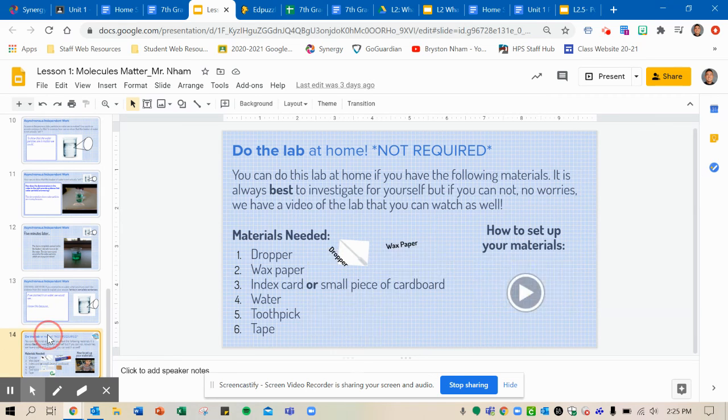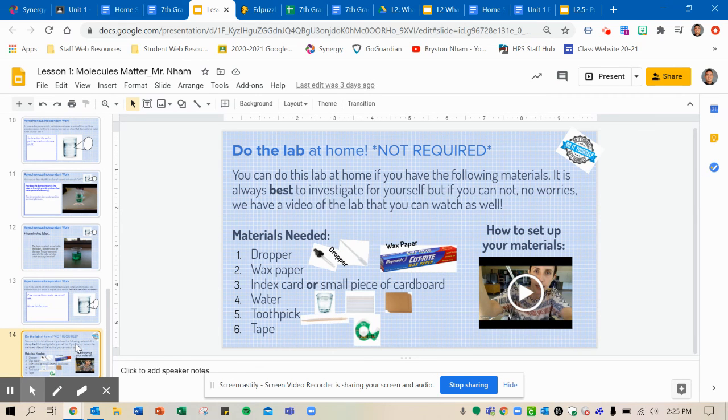Okay, there is a do the lab at home slide. You are not required to do it, but if you wanted to, there's a chance for you to walk through it in your home so that you can see it firsthand.